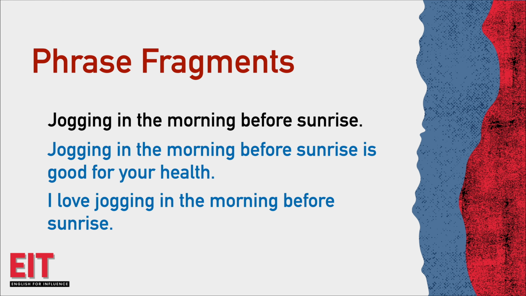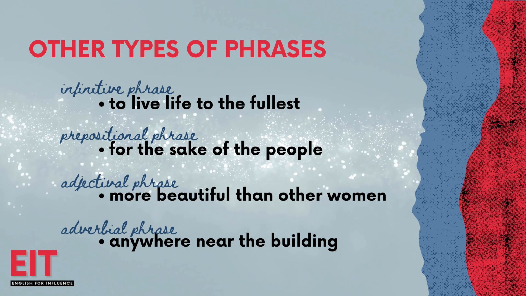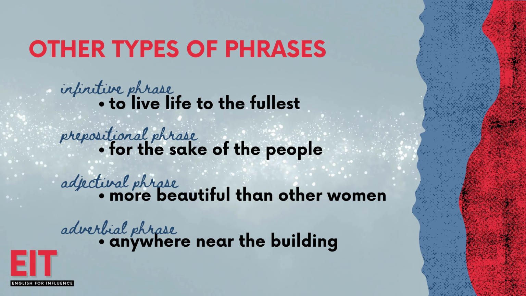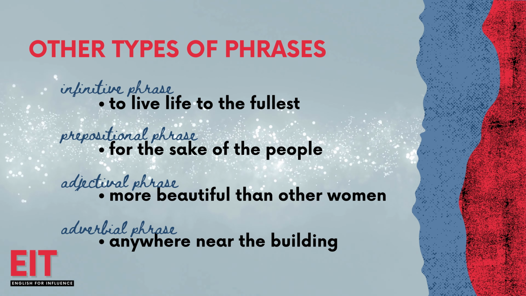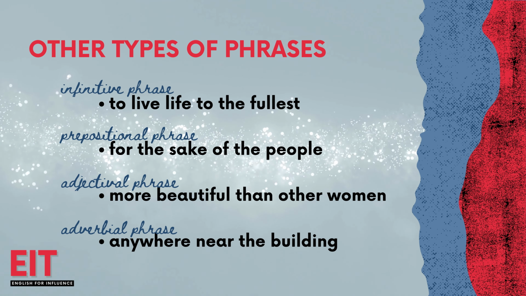Basically, a phrase is kind of the opposite of a clause. Not exactly, but kind of, because it doesn't have a subject and a verb. It may have a subject, but not a verb, or it may have a verb, but not a subject. Or it may have neither a subject nor a verb. Look at these other examples of phrases. So we can have an infinitive phrase, a prepositional phrase, an adjective phrase, or an adverb phrase.